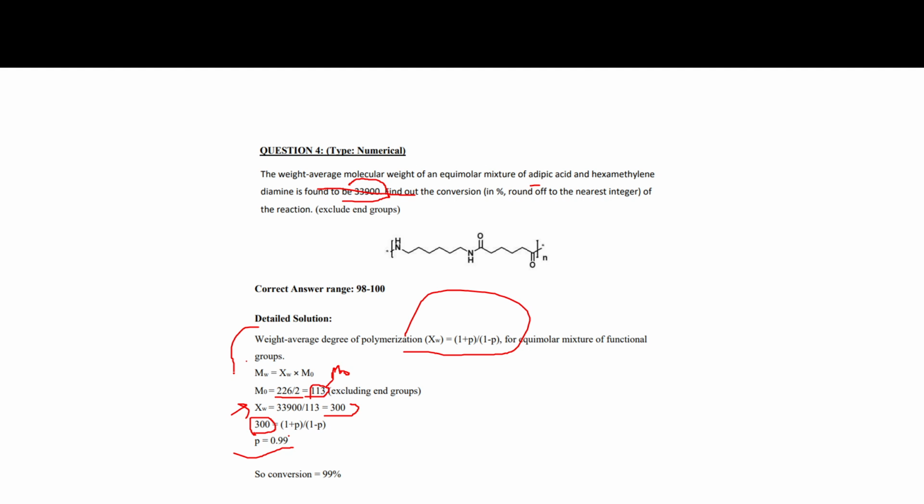During the problem solving, in one slide I have also given that equation: for Xn bar, what will be the equation, 1 by 1 minus P, and for Xw bar, what will be the equation. So if you remember these equations, you only have to calculate the repeating unit molecular weight, and from there we calculate the degree of polymerization, and from there we can calculate the percentage of conversion easily.